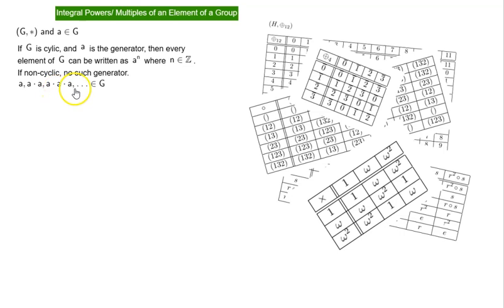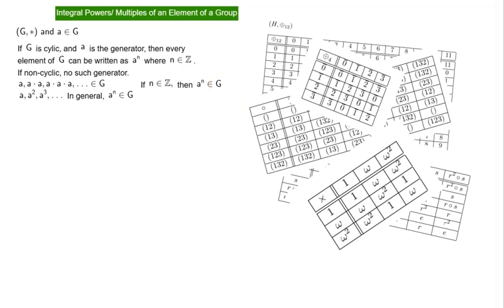Now, if it is non-cyclic, we will still be able to form powers of an element. The only thing is, those powers will not be able to generate the entire set of elements of the group. So this can be written as a, a square, a cube, and so on, or in general, a to the power of n. Now here, if n is in the set of integers, then a to the power of n is in G.